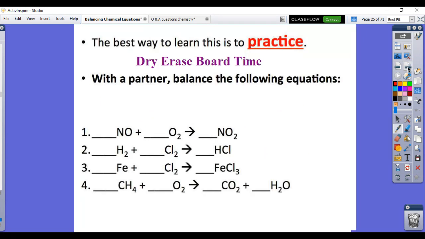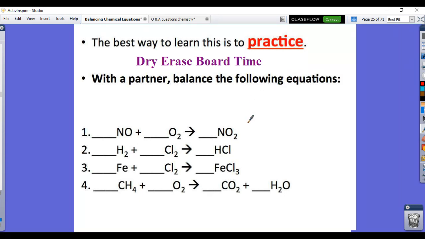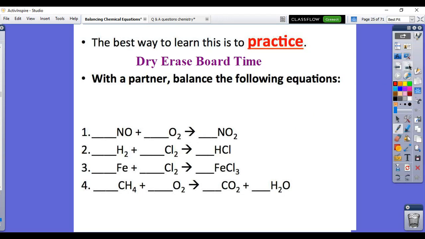Now at this time, if we were in class, you would be working with a partner on a dry erase board. So you can stop the video and do these problems on your own, and then you can restart the video in order to balance out the equations.